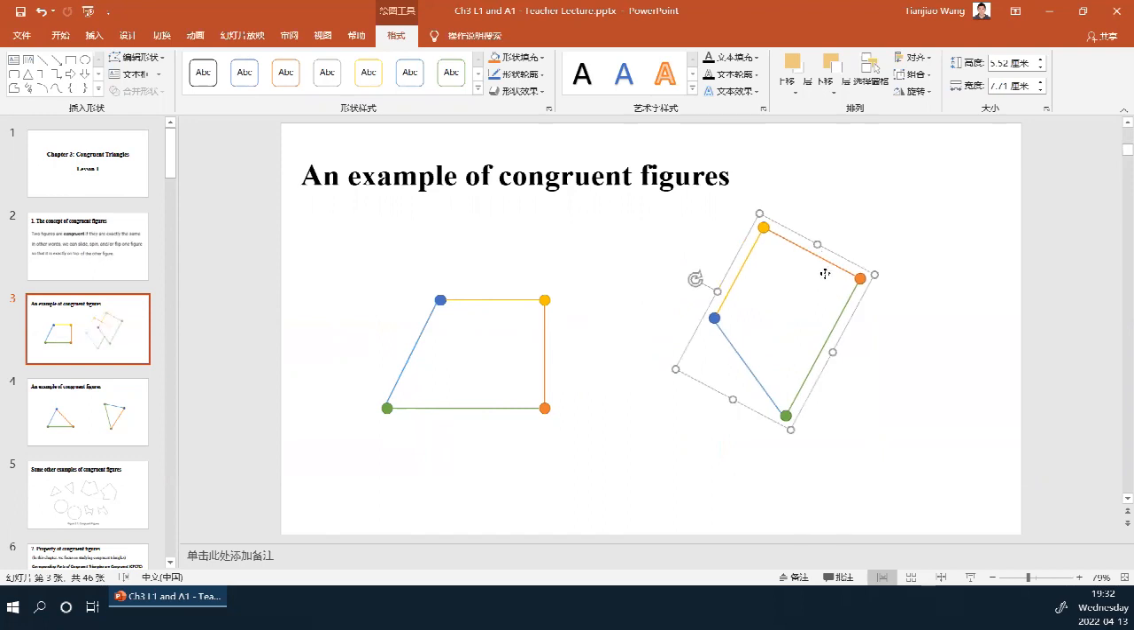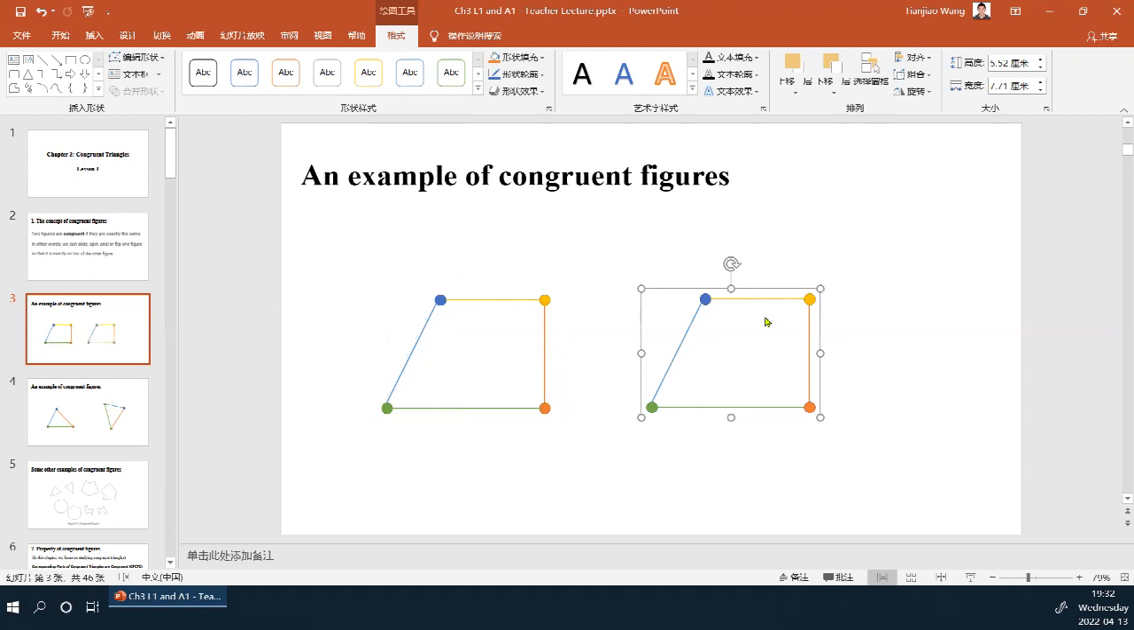Understand? No matter how they are arranged, as long as you can put one figure on top of the other exactly after a series of sliding, spinning, or flipping, we can call these two figures congruent figures.